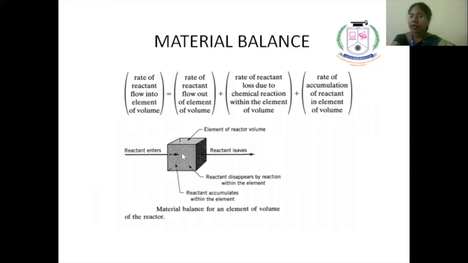So whatever reactant we put in an element of volume will not be the same amount which comes out as product. There will always be a disappearance due to the chemical reaction or accumulation of the reactant inside the element of volume. So the material balance can be written as rate of reactant flow into element of volume is equal to rate of reactant flow out of element of volume plus rate of reactant loss due to chemical reaction within the element of volume plus rate of accumulation of reactant in element of volume.